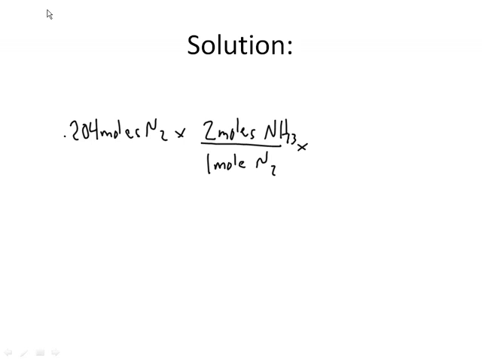And then finally, my last step, the question asked me for grams of ammonia. So I need to use the molar mass of ammonia. 1 mole of ammonia is 17.03 grams. And then into the calculator it goes. And I get 6.948, which I only need 2 sig figs. So this becomes 6.9 grams NH3.